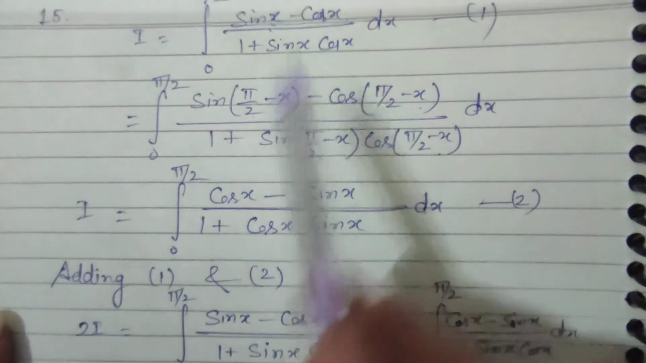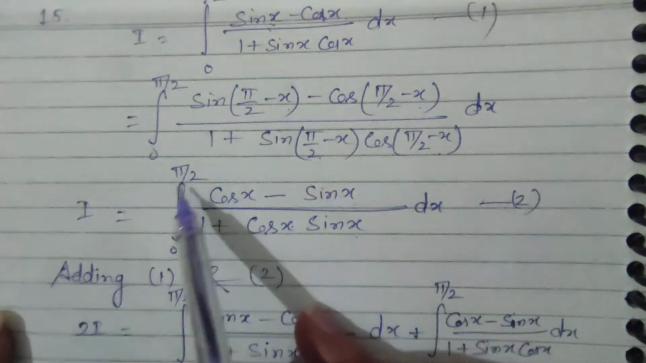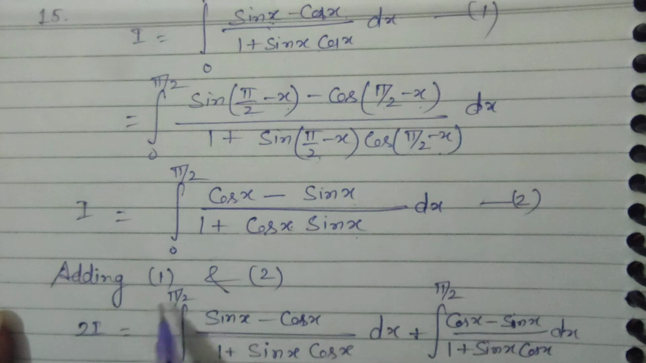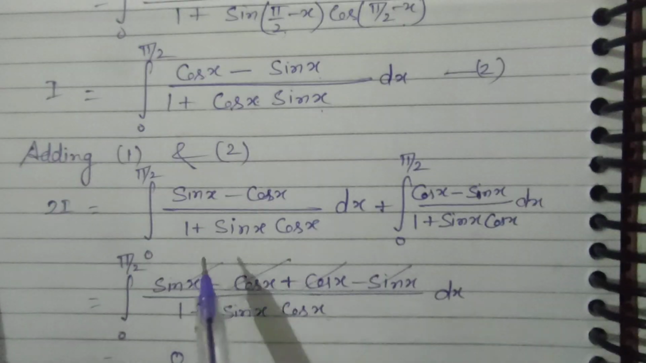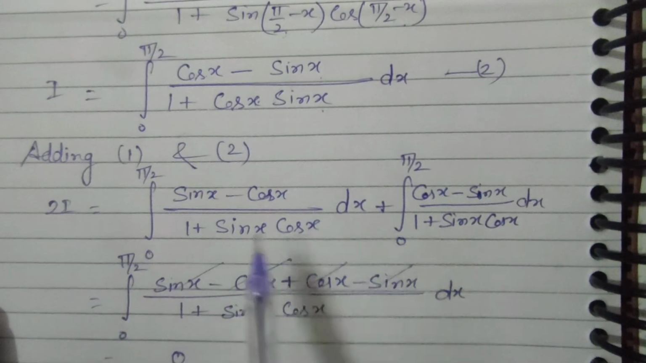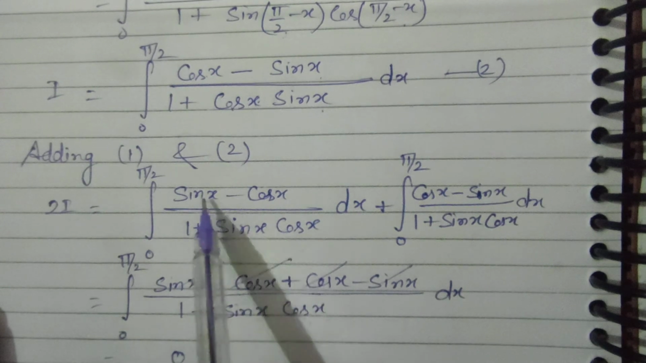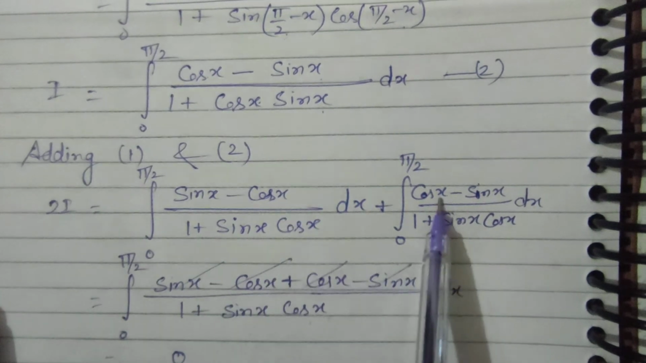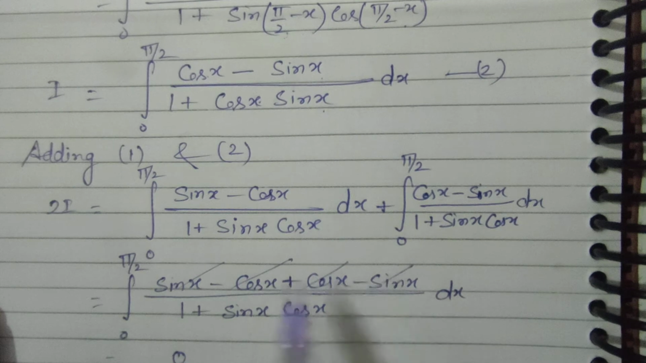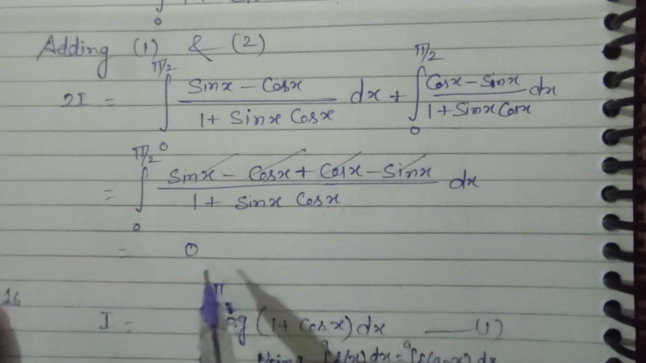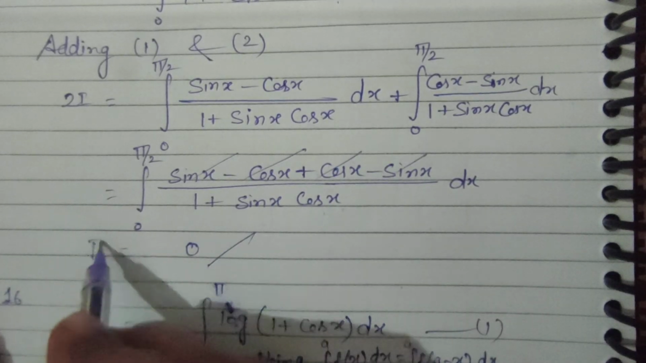So we can add these. Limit is the same, so we can add them. After adding the first and second, we will get this. The LCM is the same, 1 plus sin x cos x. It is sin x minus cos x. It is cos x minus sin x. So sin cancels with sin, cos cancels with cos. So it is 0. Integration of 0 is 0. So this is the answer. So the I value is 0 here.